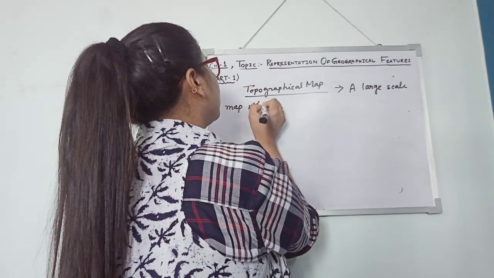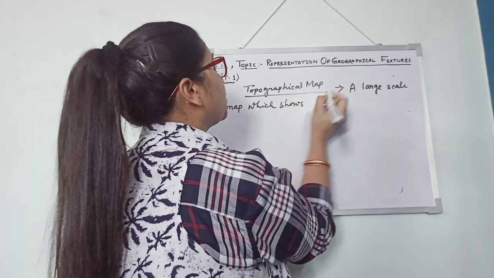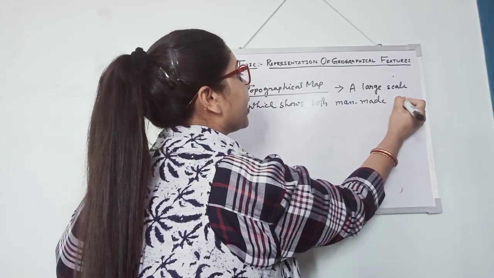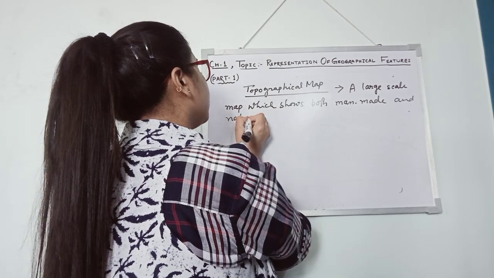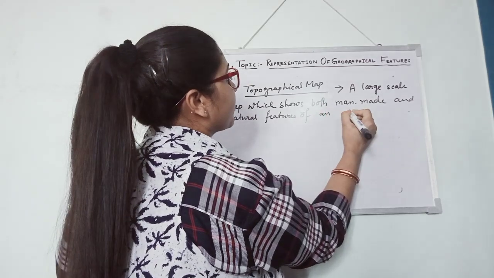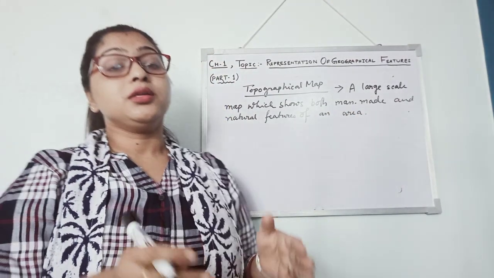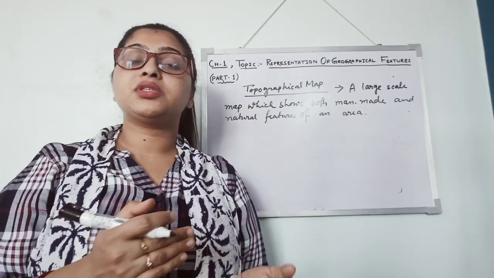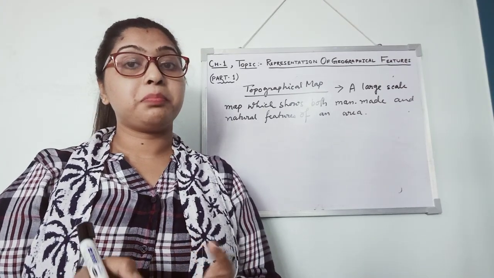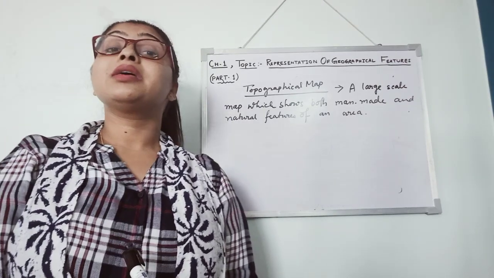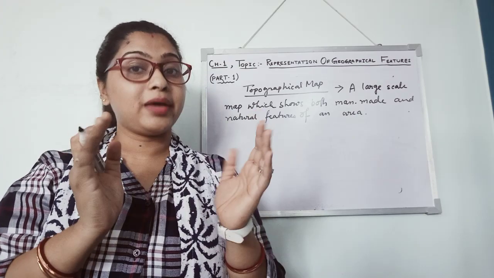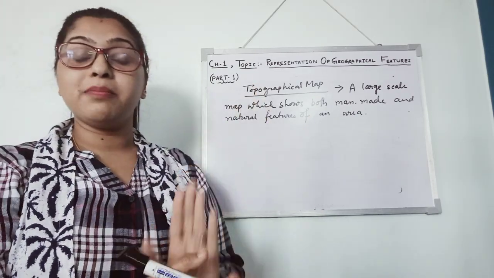I am writing this: a large scale map which shows both man-made and natural features of an area. So natural features can be rivers, hills, mountains, lakes, and man-made permanent features are temples, bridges, railways, roads. These are the man-made features. So we can get to know in detail about this area by this topographical map.